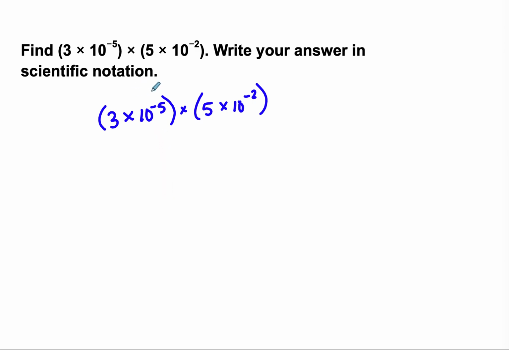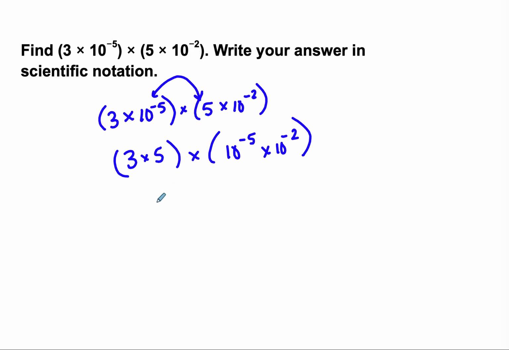Okay, I'm going to do commutative property here. I'm going to flip-flop these two. Now I have 3 times 5 times 10 to the negative fifth times 10 to the negative second. Okay, 3 times 5 is 15. When I do 10 to the negative fifth times 10 to the negative second, I'm doing 10 to the negative 5 plus negative 2. Okay, so negative 5 plus negative 2 is negative 7. So I have 15 times 10 to the negative 7.